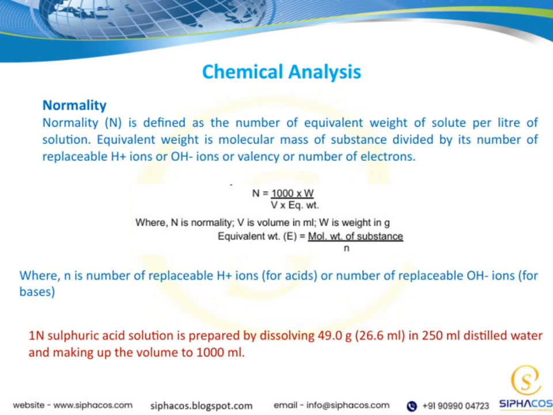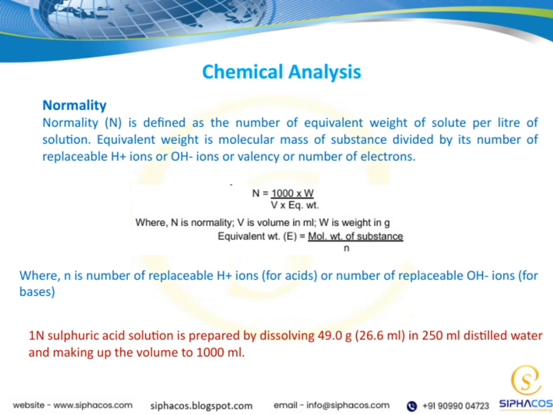Moving on to normality, or N, this is a measure of concentration that tells us the number of equivalents of solute per liter of solution. It's not just about the mass or molarity. It specifically considers how many reactive units, like H+ or OH- ions, are present in the solution.